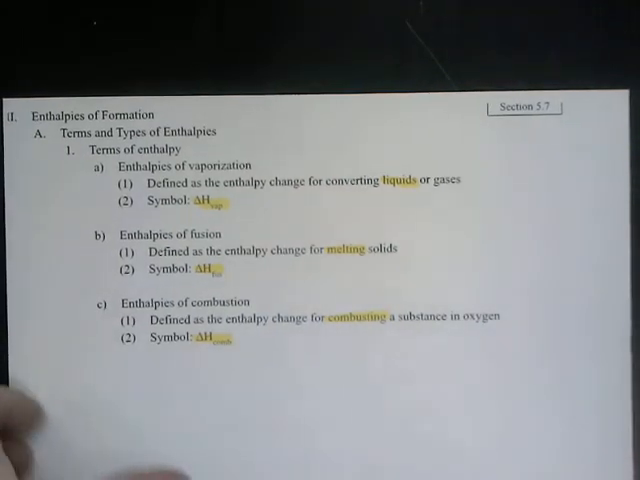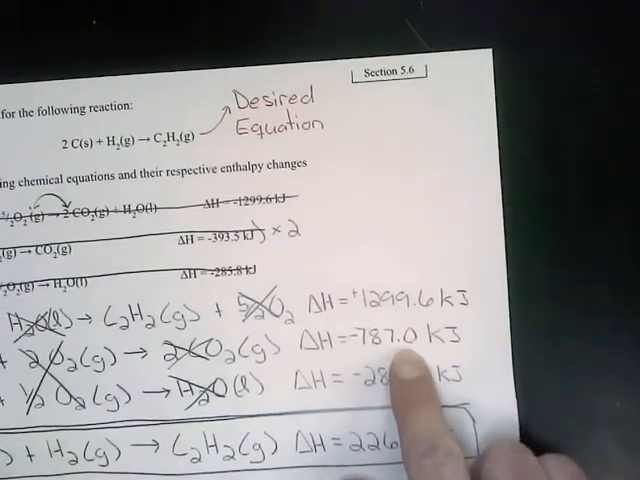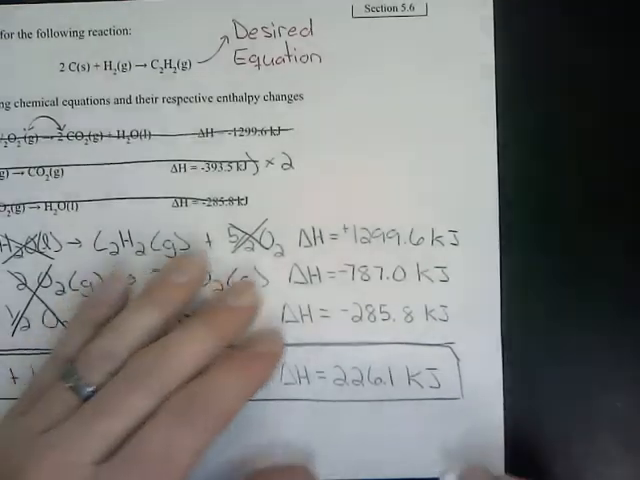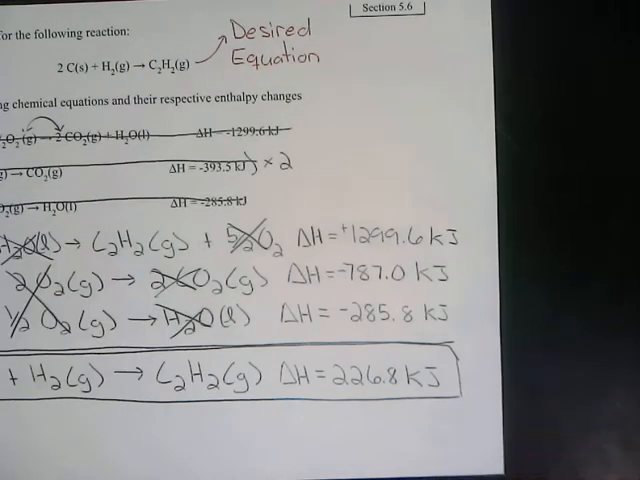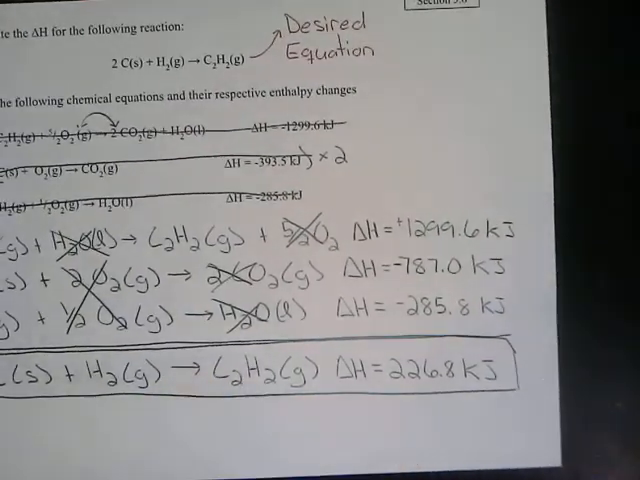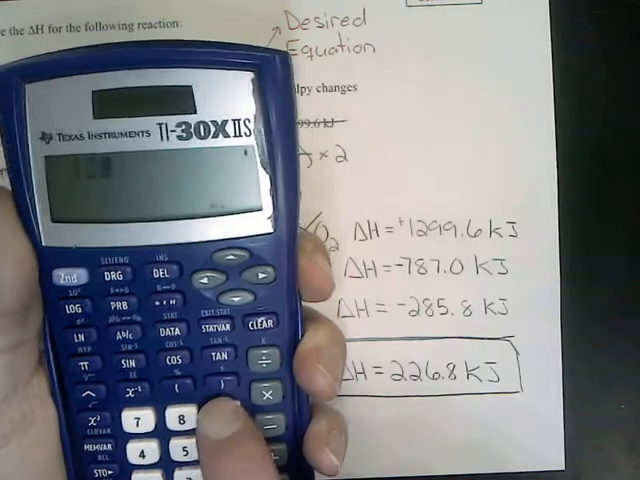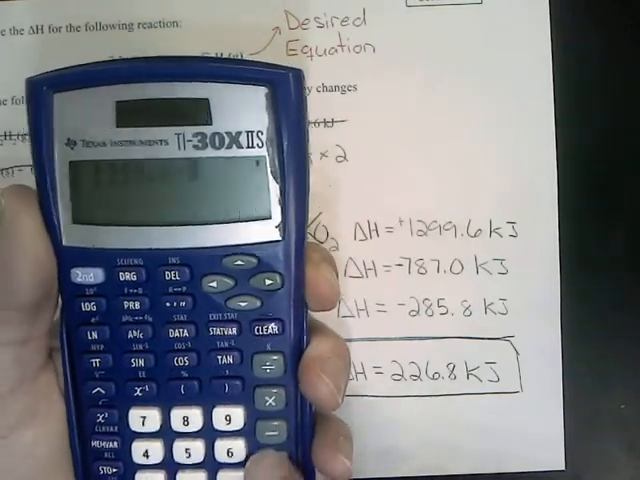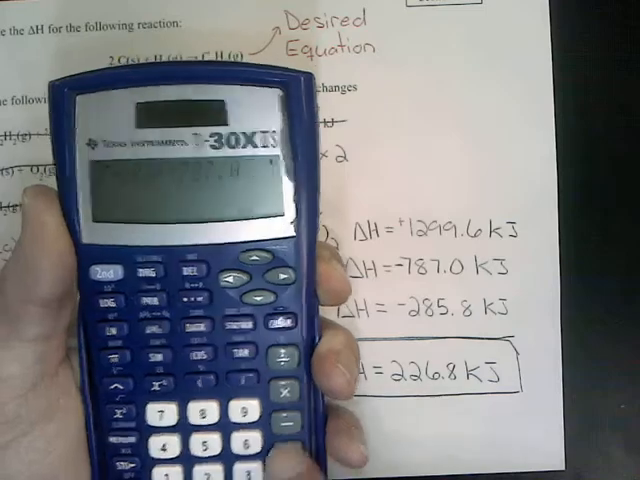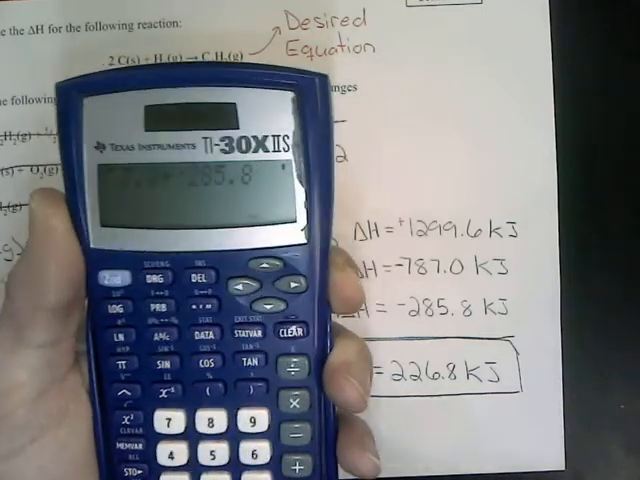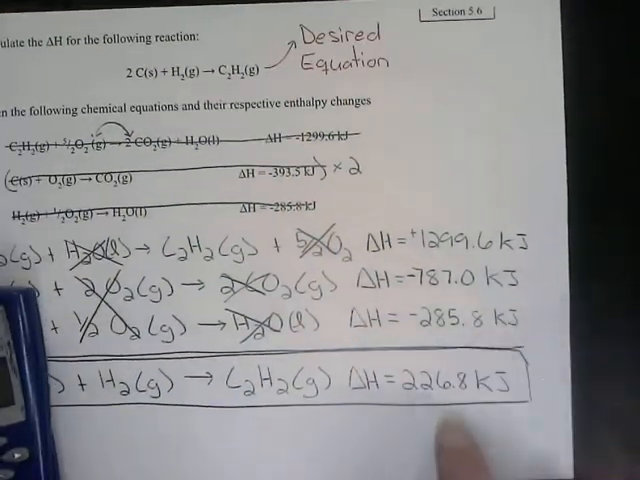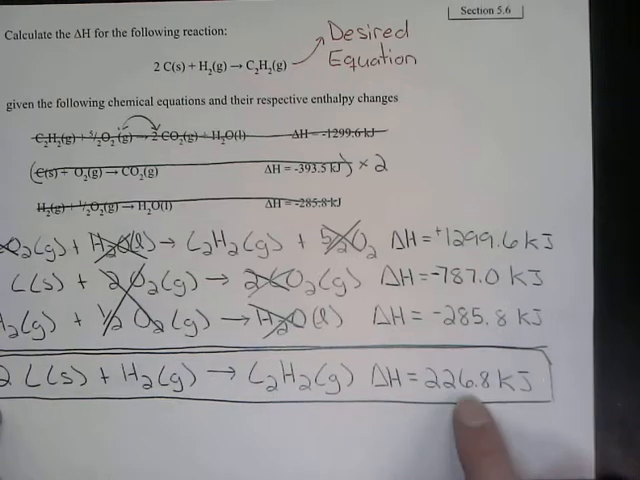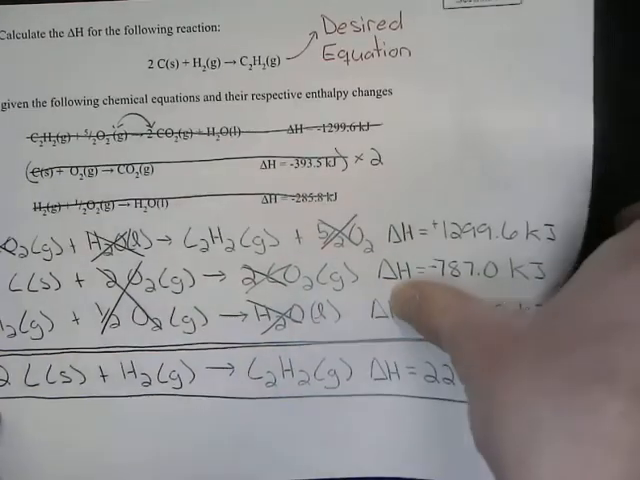Oh, and I just noticed one thing too. Again, I miscalculated this. I typed it into my calculator wrong, so you may be wondering how I got that. That should be positive 226.8 kilojoules. Okay, so that's the correct answer here. Again, if we add this together, 1299.6 plus a negative 787.0 plus negative 285.8, that gives 226.8. Okay, so third time's the charm, getting that one done, but that is how we would add that together in this particular problem.